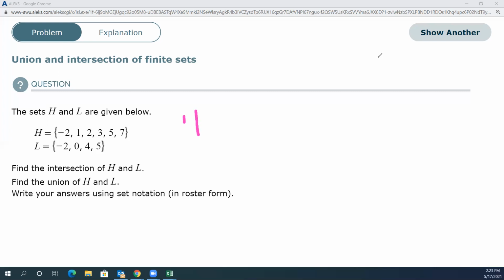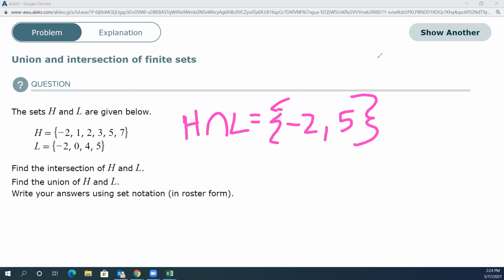Intersection is denoted by that symbol there, that upside down U, I guess. And the intersection of two sets means what they have in common, only what they have in common. Well, they both have a -2, so we'll stick that in there. Anything else? Let's see. They both have a 5. And that's it. So that would be the intersection of the two sets, just what they have in common.